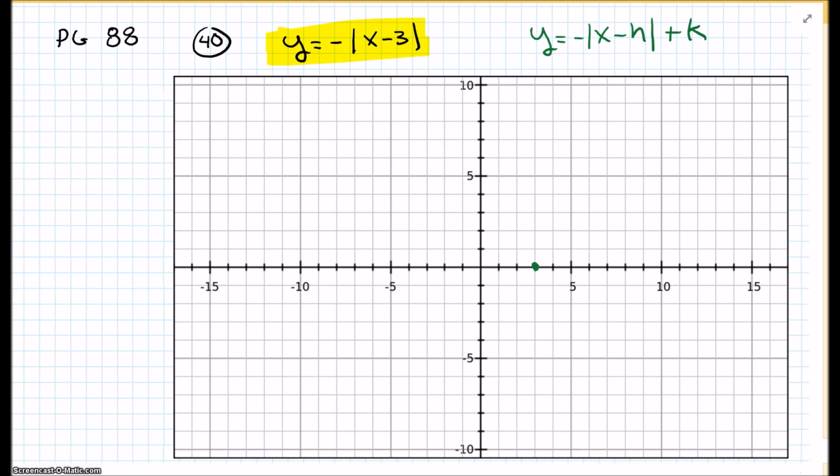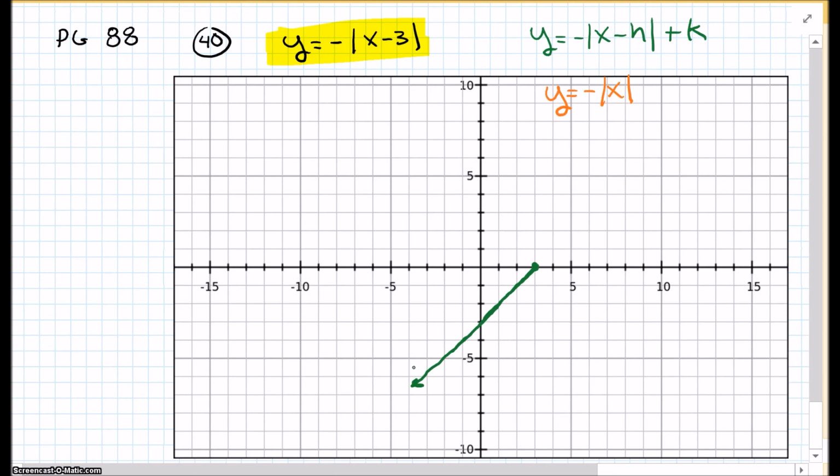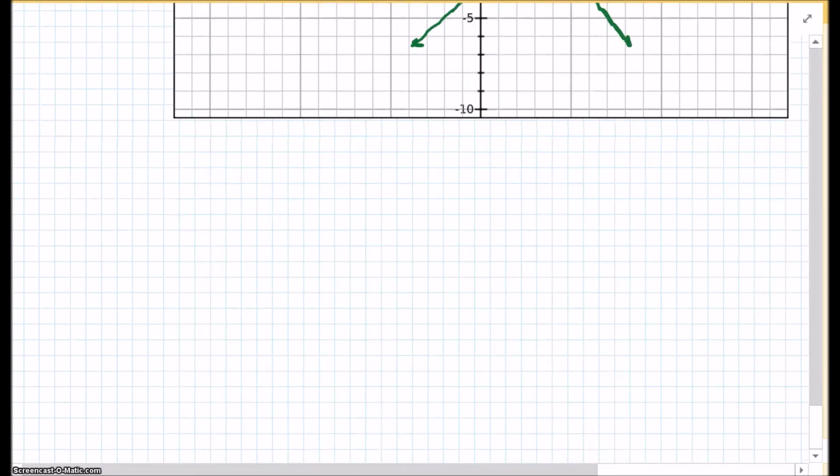The parent function, if you remember, the parent function of this equation is nothing more than y equals the negative absolute value of x. So we're going to have a slope of negative 1 and positive 1. So here's my positive 1 slope. And here's my negative 1 slope. So there we go. That's number 40. Number 41. Let's just erase it real quick and move on.